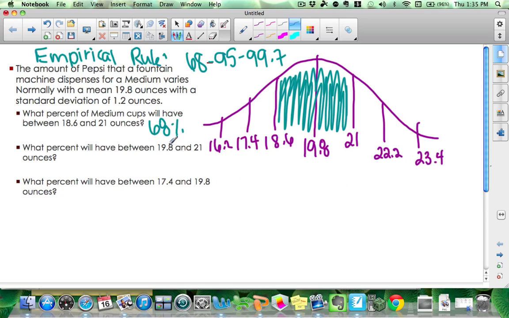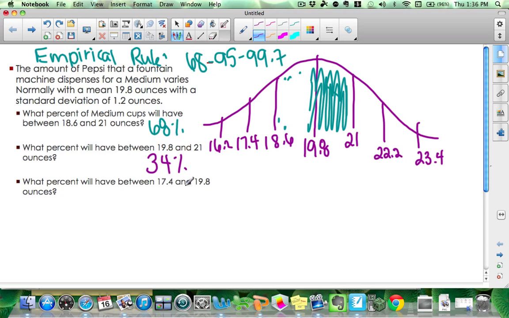Second question says, what percent will have between 19.8 and 21 ounces? Well, 19.8 to 21 is just half of what I was asked to find in the previous question. And since I'm looking symmetrically over the mean, I know that this piece right here and this piece right here are going to have equal areas. So what I'm going to do for this one is just take my answer to the previous one and cut it in half, basically. So 34%.